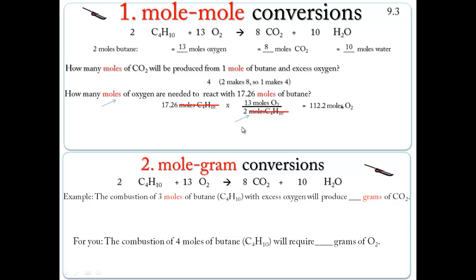Start with what you're given, figure out how many steps it is, figure out where you're going. Go ahead, write it all down, and then draw on your conversion factors and convert. Make sure you cancel your units.